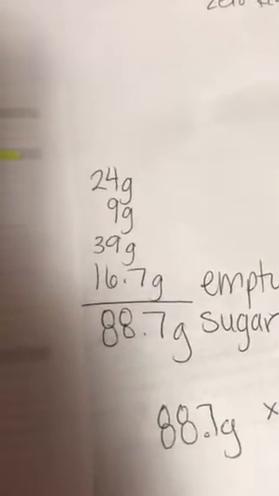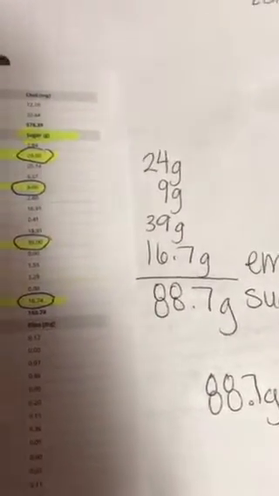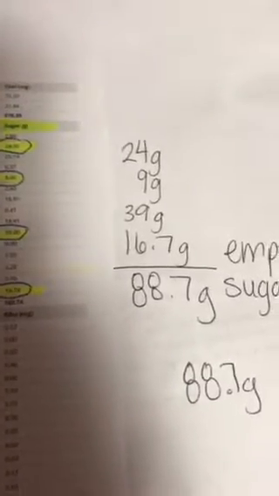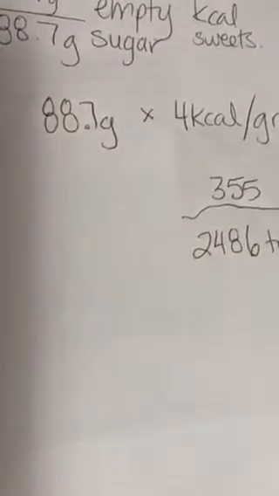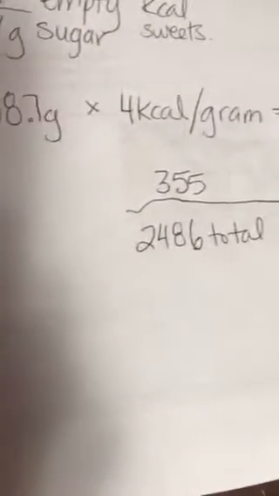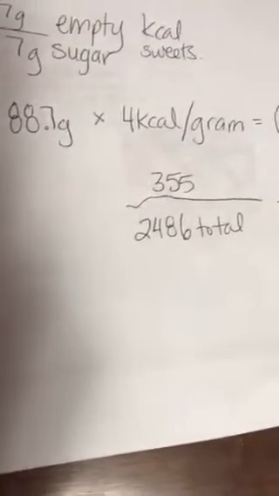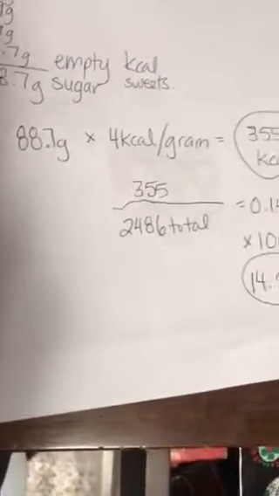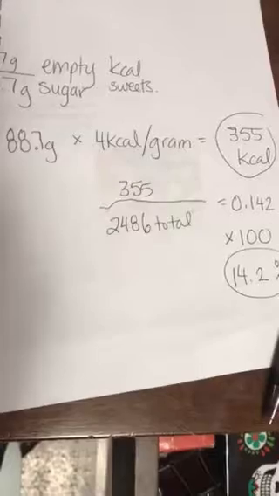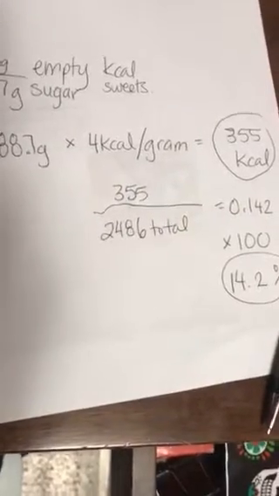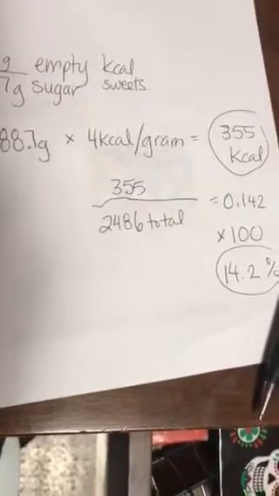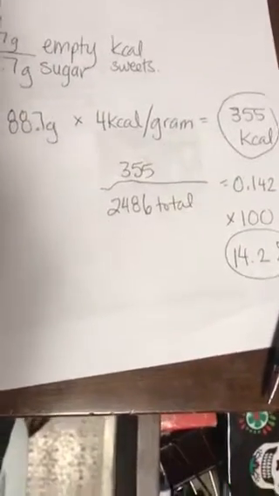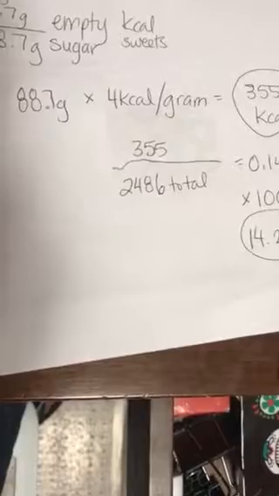The next part is converting these grams to calories. We know that there are 4 calories in each gram of sugar. So we multiply the total sugars by 4 calories per gram, and we get 355 calories. That means there are 355 calories coming from these empty nutrient sweets.